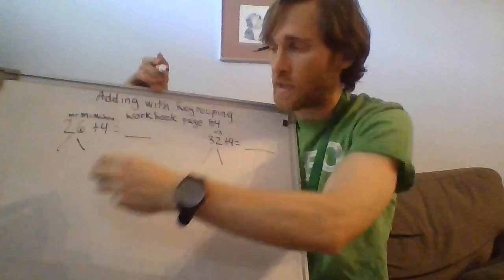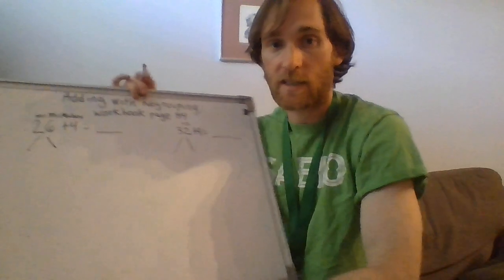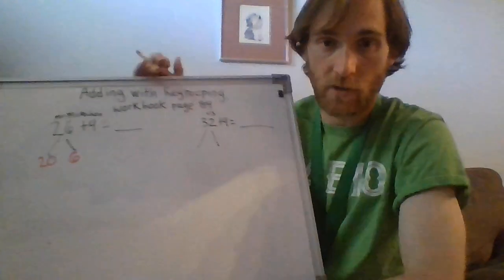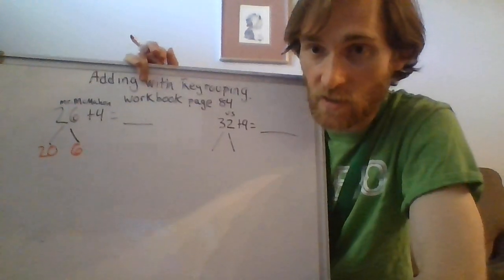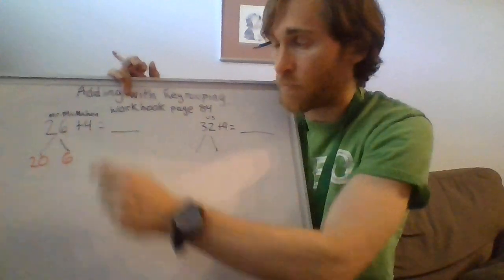Now in your workbook, it has the two circles down here. That means you're going to break apart 26. I see that there's a 2 in the 10 spot, so I'll put 20. And then there is a 6 in the 1 spot, so that's where I put 6. So 26 is 20 and 6. And step 1 is we will add the ones. 6 plus 4.